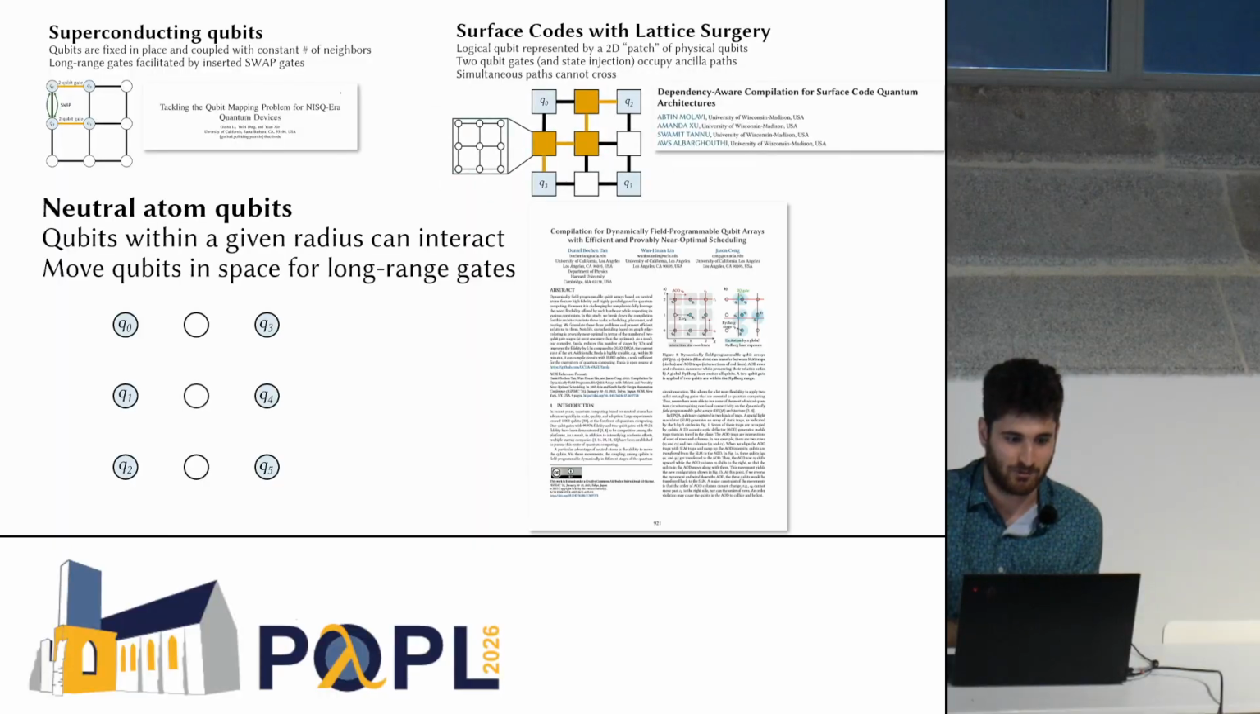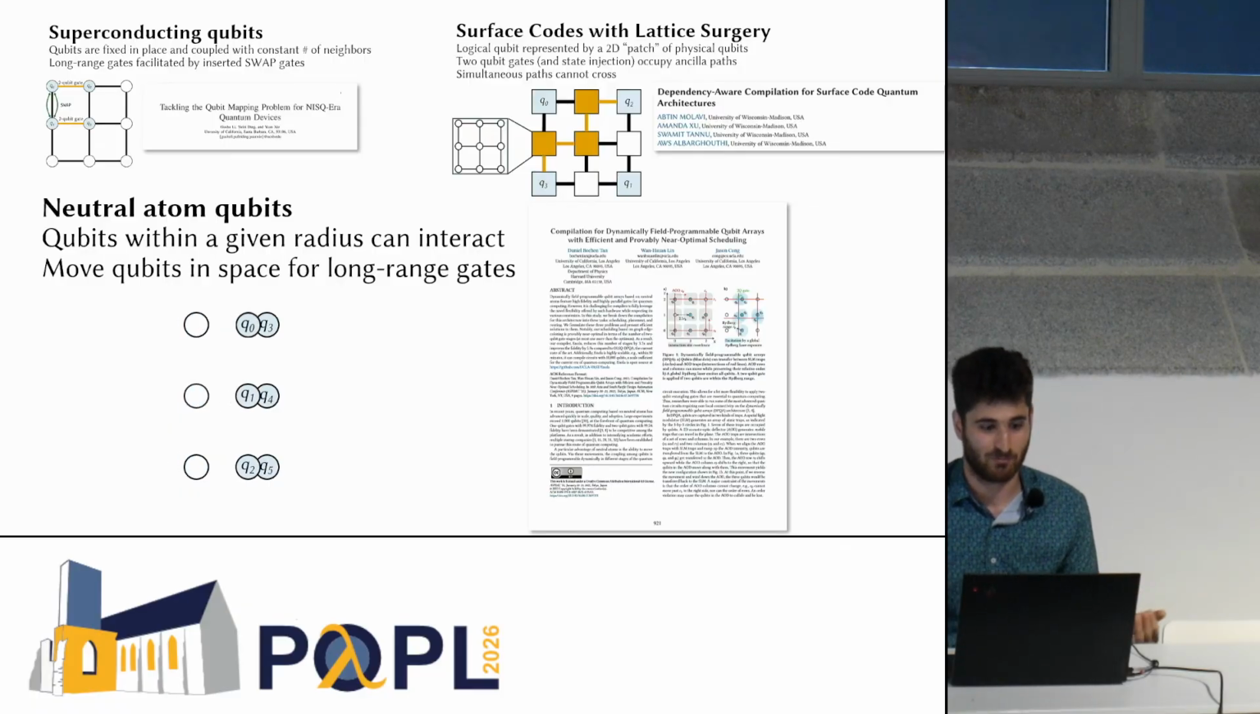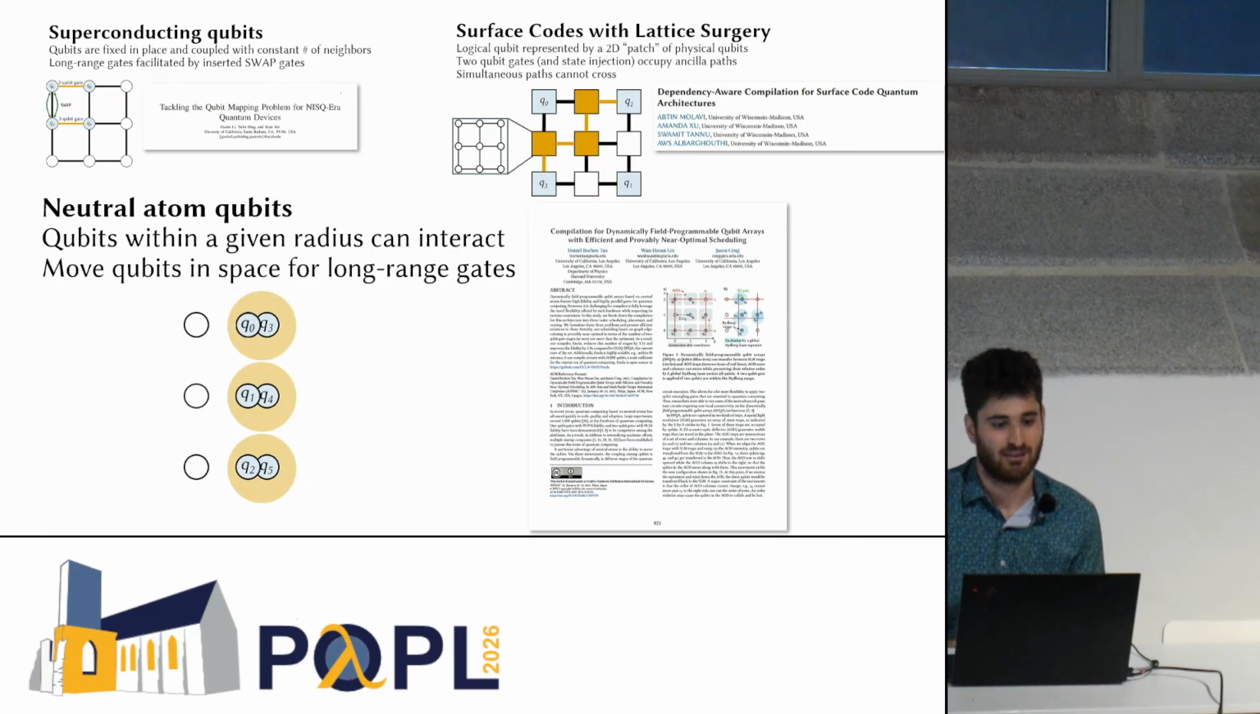As another example, we'll turn to these neutral atom qubits. So neutral atom qubits don't have this constraint that they're fixed in space. Over the course of your computation, you can move your qubits around. So I can do something like this. There are certain rules about rigid movements that I can do in space. And then once qubits are within a certain range, they can interact with each other.